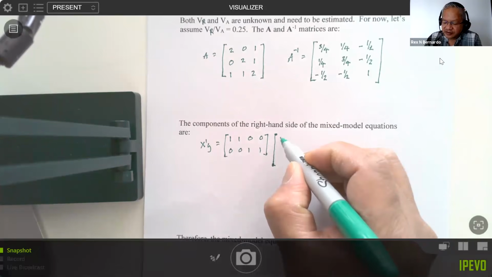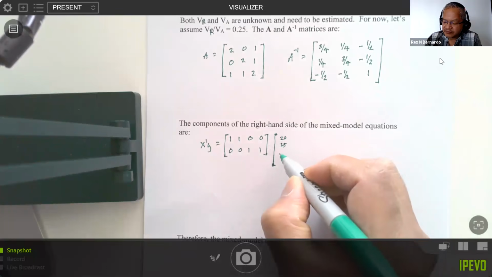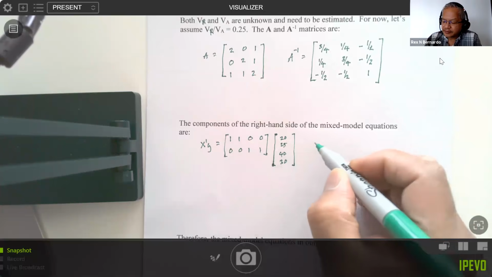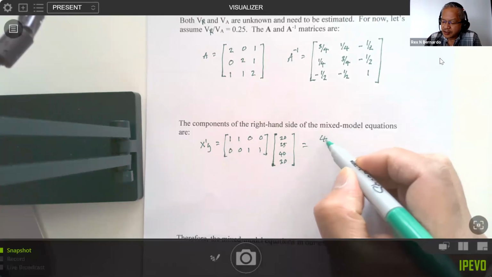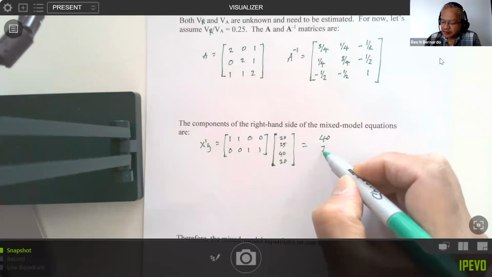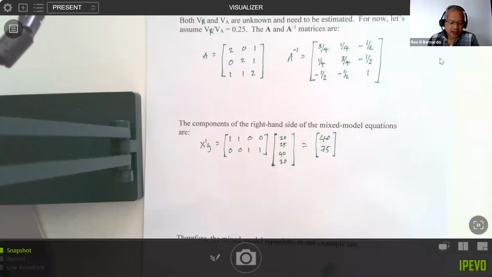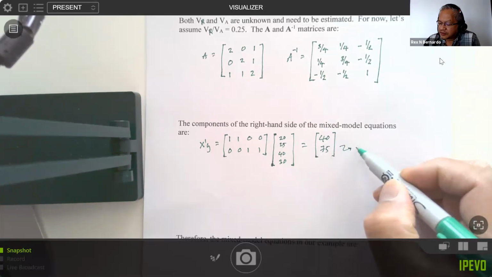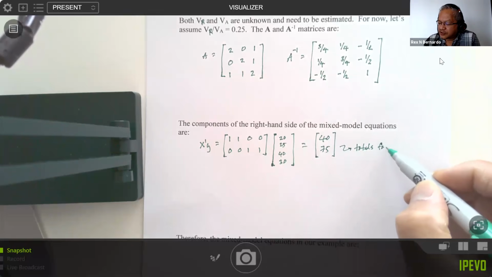And so the elements here are 20, 25, 40, and 30. All right. And if I multiply these two matrices, what I get are 40 and 75. You would notice that the 40 and 75 are simply the totals for each set.